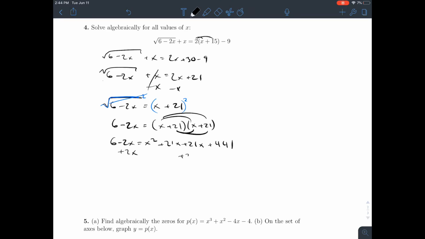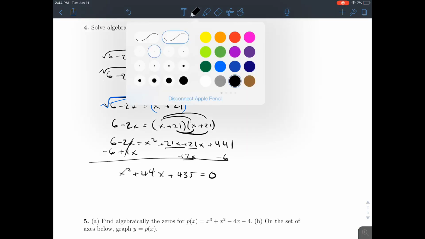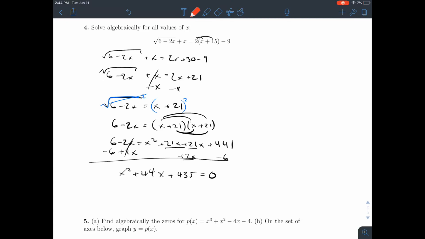Adding 2x to get it equal to 0 and subtracting 6 to get it equal to 0 gives us x squared plus 21 plus 21 plus 2, which is 44x, minus, 441 minus 6 is 435, equals 0. So this is another beastly sum and product problem. Let's see if we can use the same strategy to solve this one. So this is going to be two numbers that add to 44 and multiply to 435.